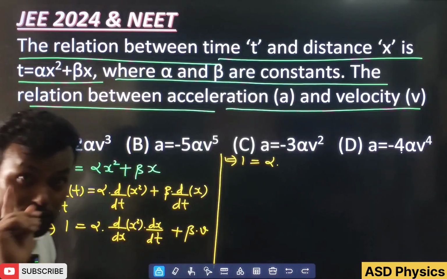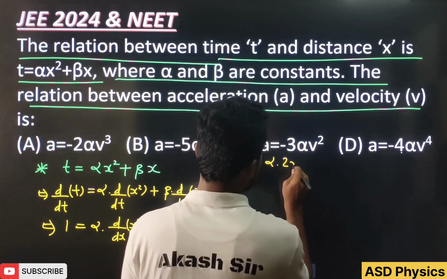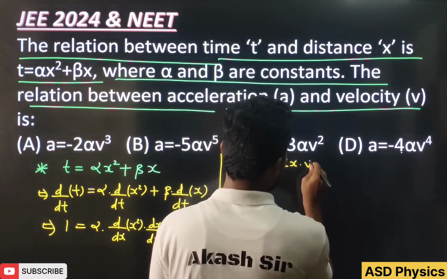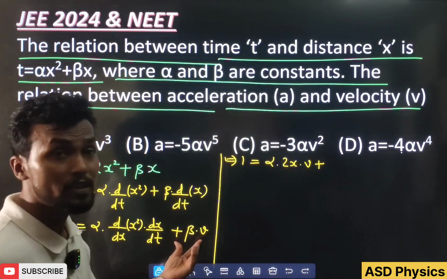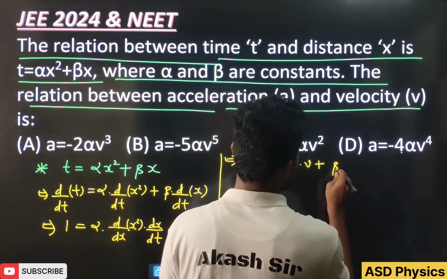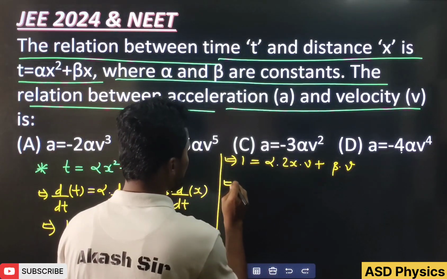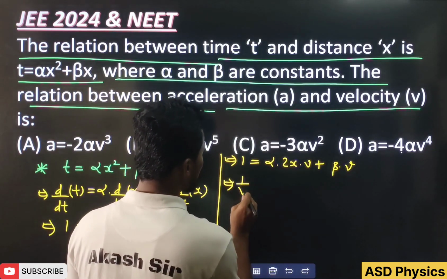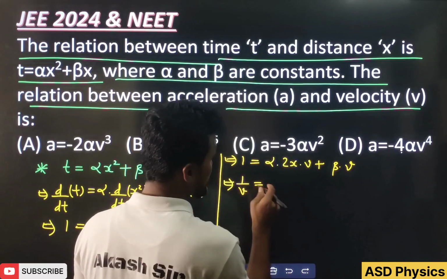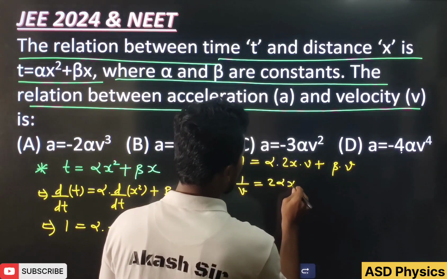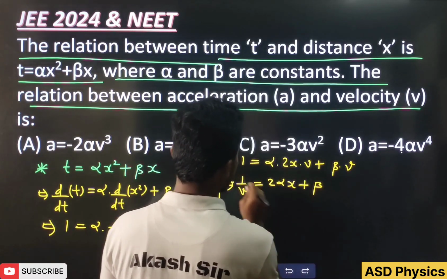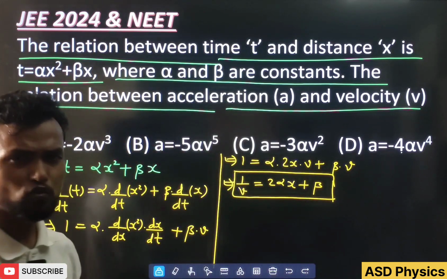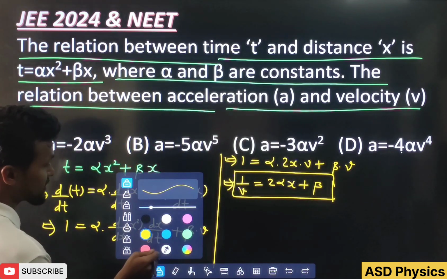So now what we can write here is 1 equal to alpha, and d by dx of x square means 2x into dx by dt, which is velocity v, plus beta into v. So what will happen is, if you take velocity common on the right side and take it to the left side, 1 by v equal to 2 alpha x plus beta. This one we have got. If they ask the velocity, directly we can write 1 by 2 alpha x plus beta, but here they are asking for acceleration.